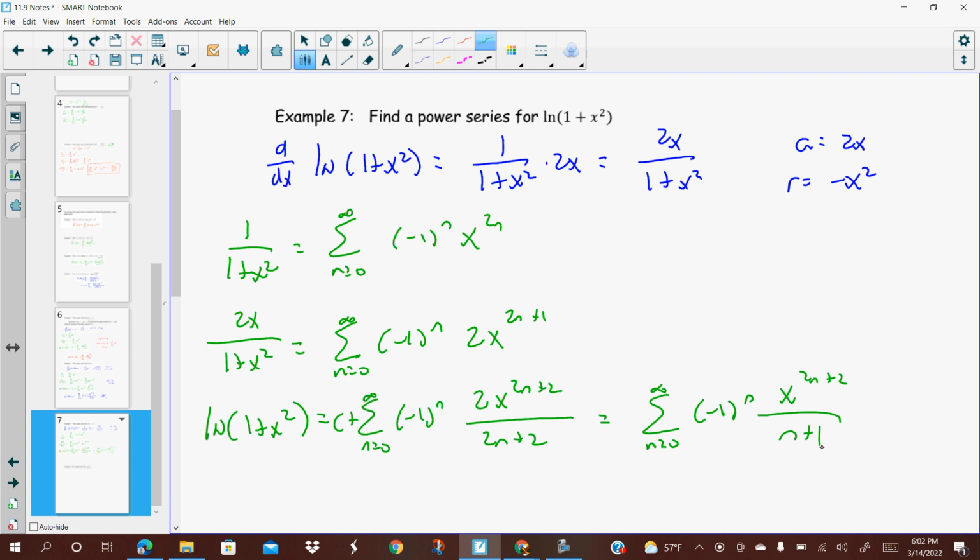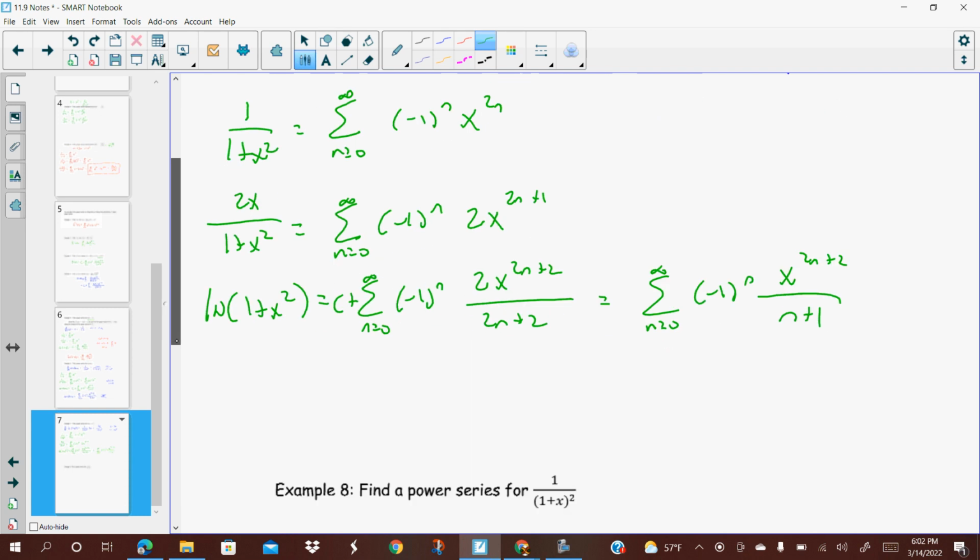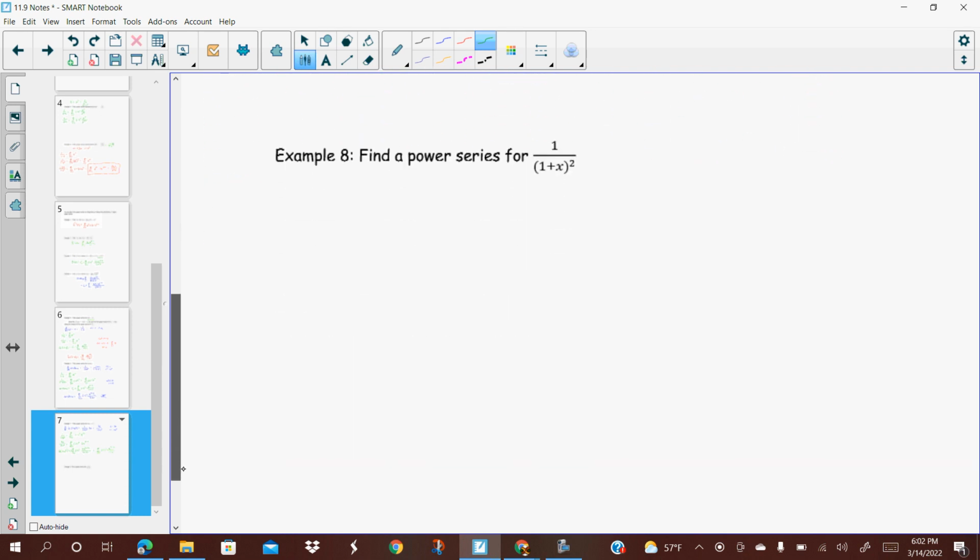All right, one more to go. Find a power series for 1 over the quantity of 1 plus x squared. Time. Okay, we're still doing good on time. All right, the last one here takes a little bit of extra time.